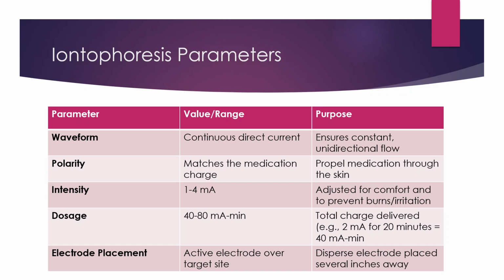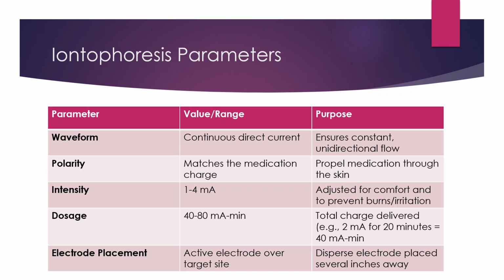Then we go down to the intensity. This is typically set between 1 and 4 milliamps and is adjusted based on the patient comfort to prevent irritation or burns. Lower intensities are often better tolerated for longer durations. Okay, now let's look at the dosage. This is measured in milliamp minutes with a typical range of 40 to 80 milliamp minutes. So for example, if you're using 2 milliamps for 20 minutes, the total dosage is 40 milliamp minutes. And maybe we'll go over some more of those examples in class.